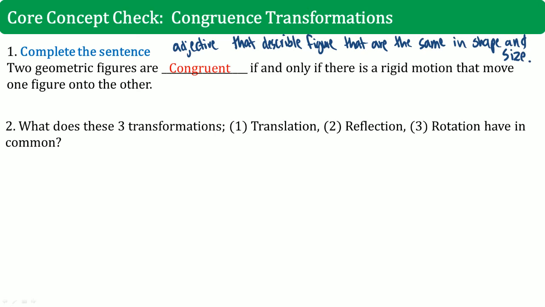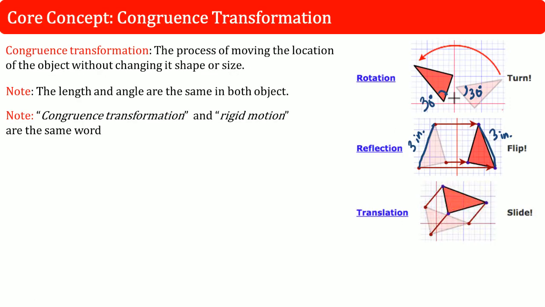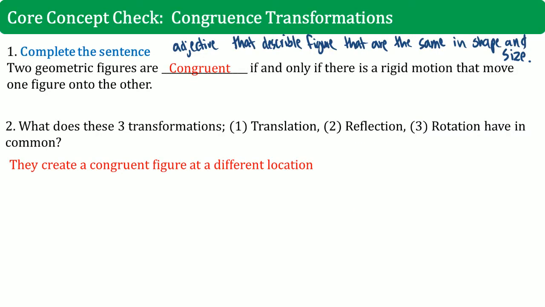Number 2, what do the three transformations, translation, reflection, and rotation, have in common? There are multiple answers to this. One answer I can give is that they create a congruent figure at different locations, like the core concept here. Good.